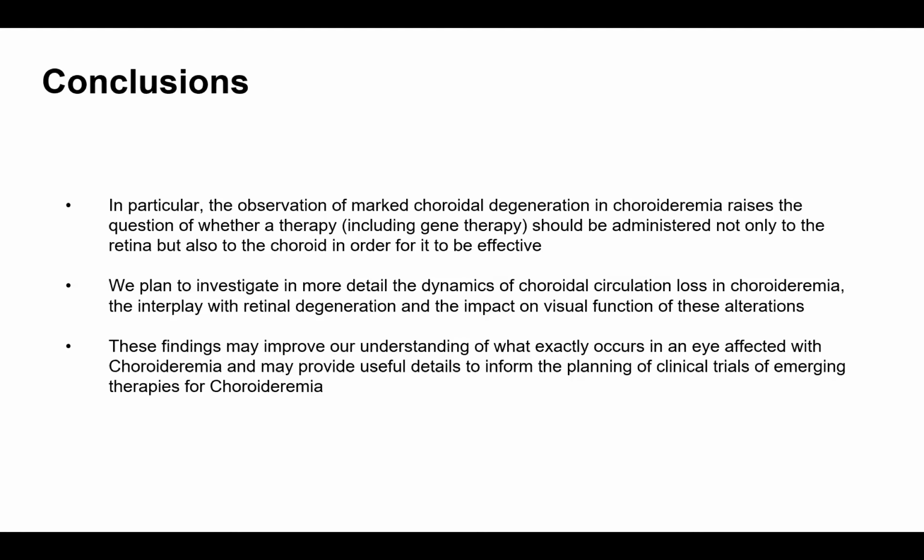Once again, we know that the first defect in choroideremia is genetic. This is clear, but the mechanisms that are leading to the changes we observe in the eye, the retinal degeneration but also the choroidal degeneration, are not well known. We believe that investigating these parameters, like the oxygenation, the blood flow, and the choroidal structure, could provide useful information that could be used to develop therapies for choroideremia.